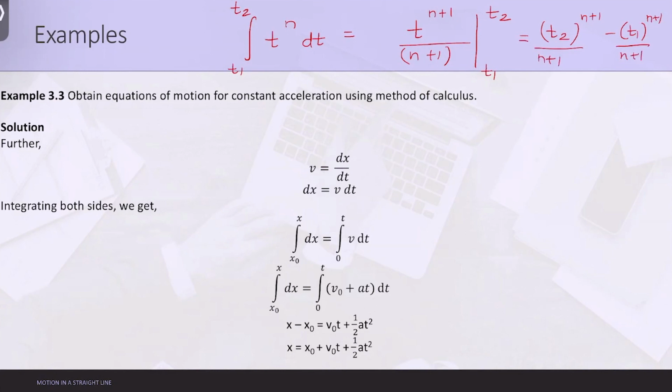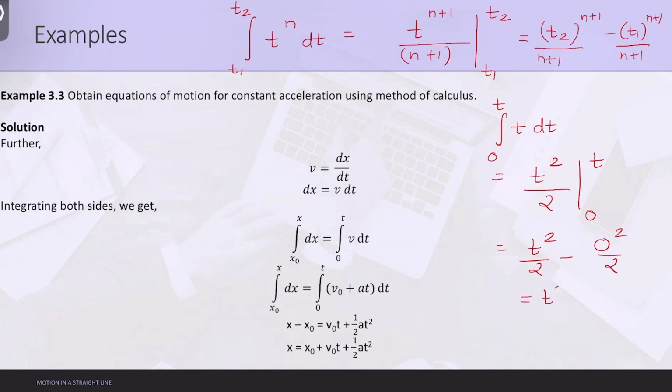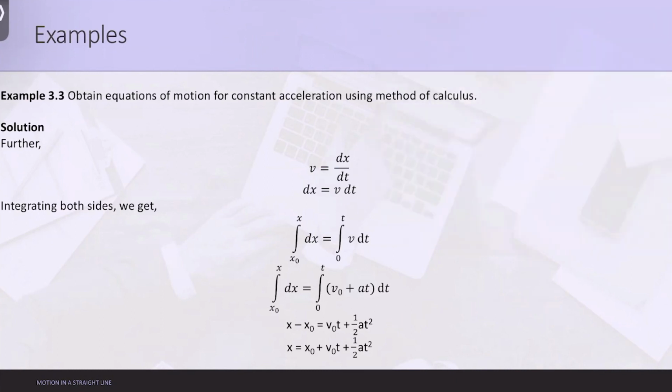Therefore, for this scenario, the integration of t dt from 0 to t will be equal to t square, because 1 plus 1 will be 2, upon 2, from 0 to t. Putting those values, you will get t square by 2 minus 0 square by 2, which is equal to t square by 2. That is how this second integration is done. And this will be nothing but equal to v naught t plus a into t square by 2.